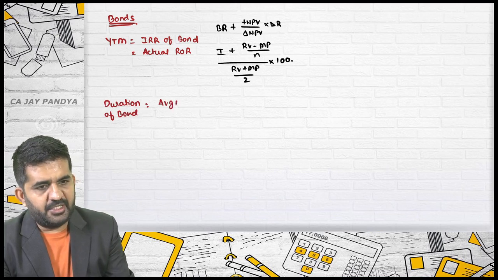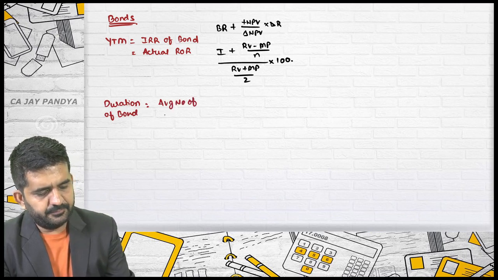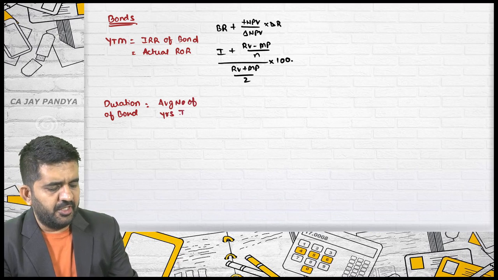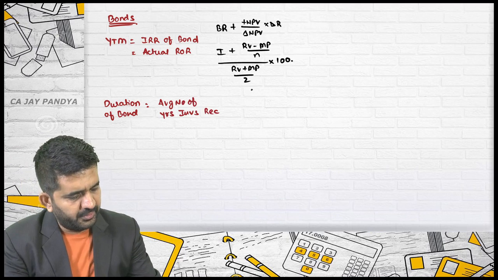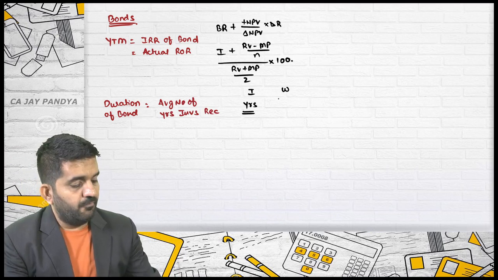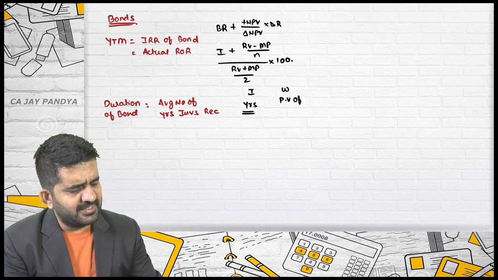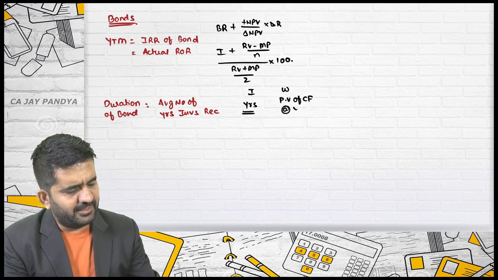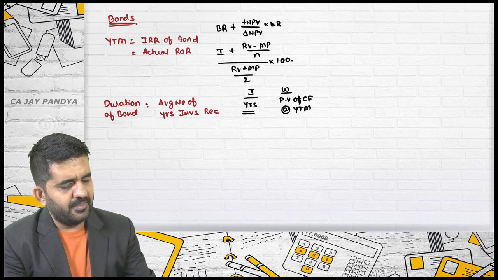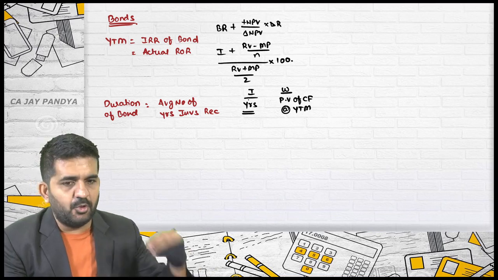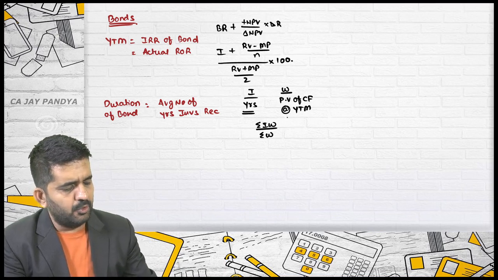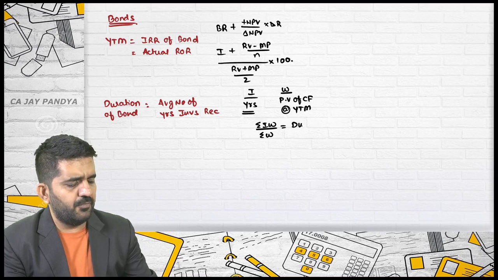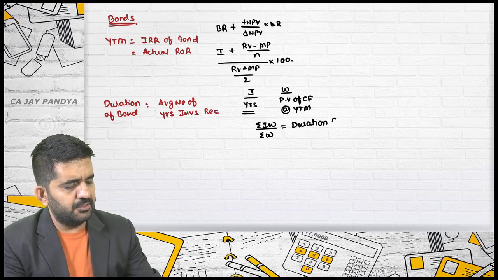It is the average number of years in which the investment is recovered. How to find it out? I should be taken as years. Weight should be taken as the present value of cash flow at the rate of YTM. You have I, you have W. Find out the weighted average by sigma IW divided by sigma W. You will get the answer of duration in years.